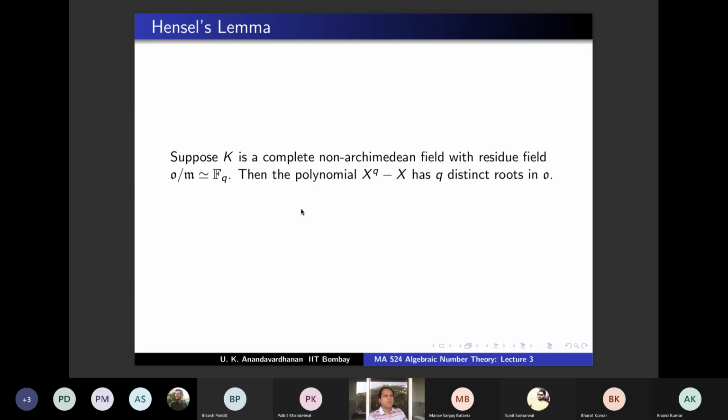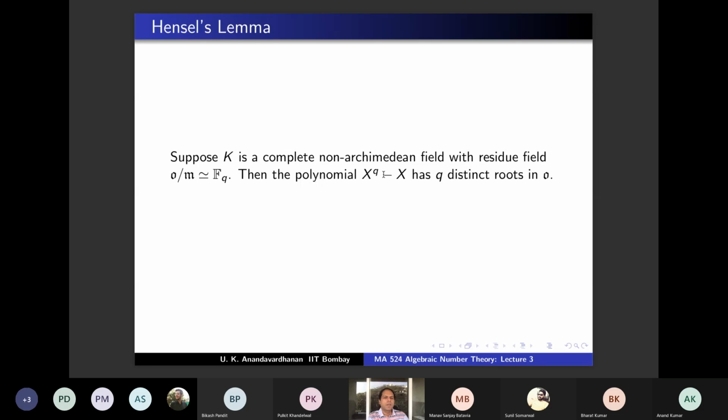X^Q minus x. Its roots are precisely all the elements of F_Q, because all the elements of F_Q you can characterize as x^Q equal to x. And these are distinct elements because you know that these are simple roots, no?